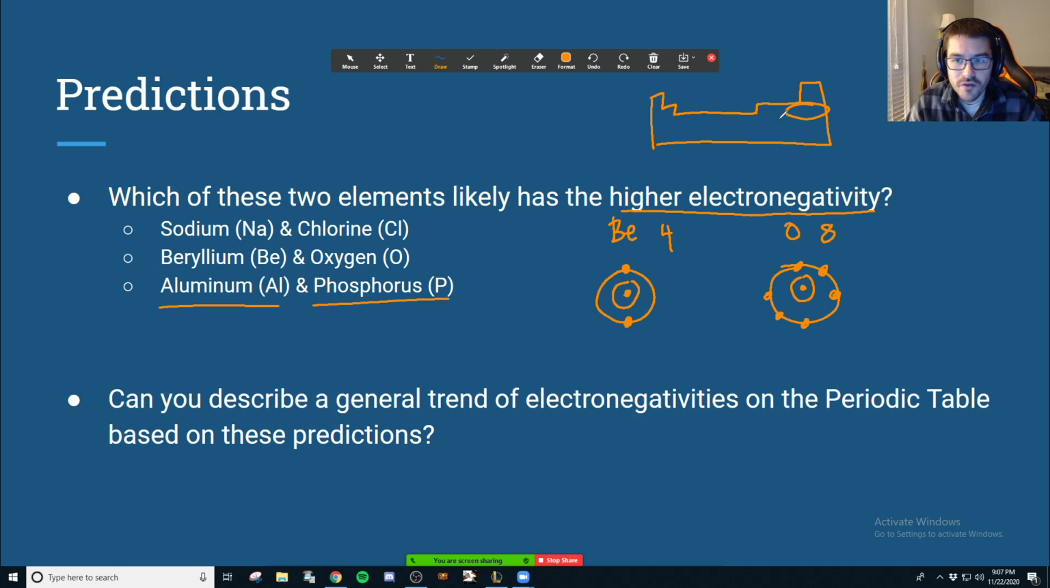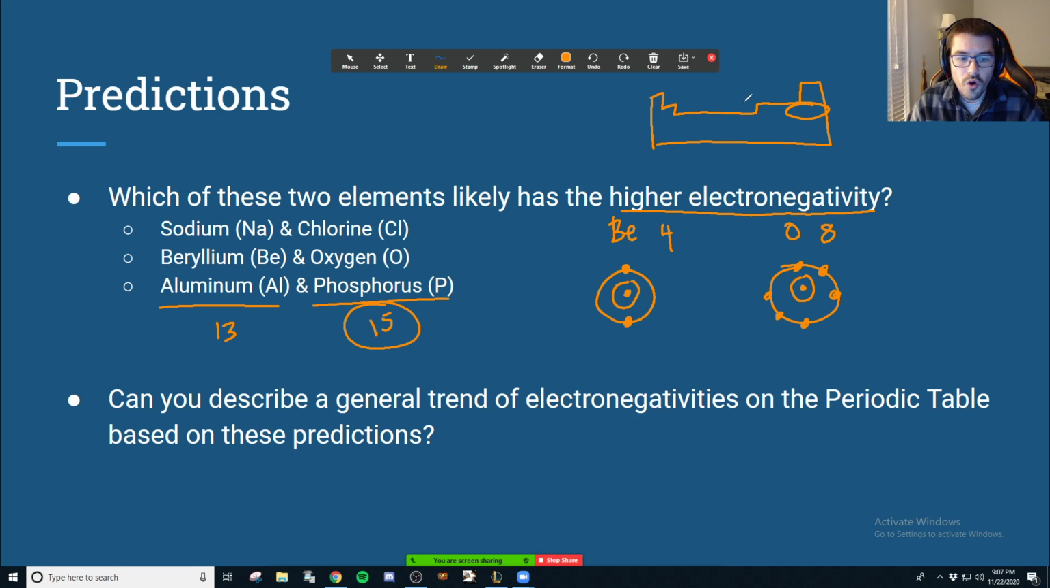Then if we look at aluminum and phosphorus, I'm going to skip the drawings. It's going to be the same situation, number 13 versus number 15. The element with the higher number of protons is going to win. They're in the same row. So phosphorus is also over here on the right side of the periodic table.